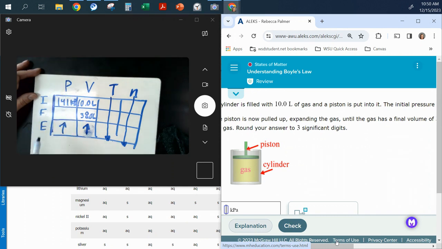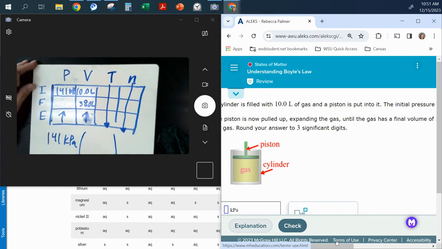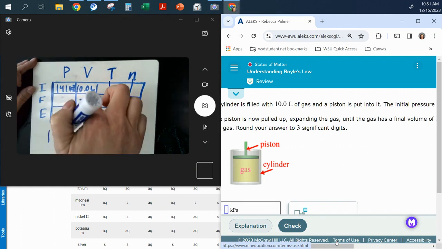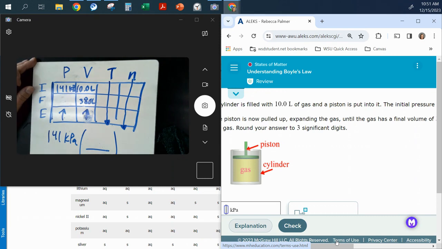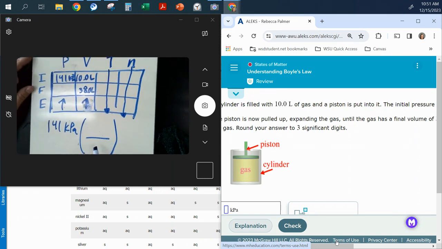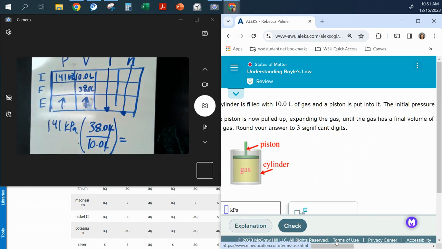Okay, so we're going to take this number. This is our pressure, 141 kilopascals. And then these are the two numbers that we can use. We're going to make a fraction with these two numbers and make our pressure go up. So what are we going to put here with these two numbers? What should go on the top to make it get bigger? Yes, 38. And the other one has to go on the bottom. And then liters will cancel out.